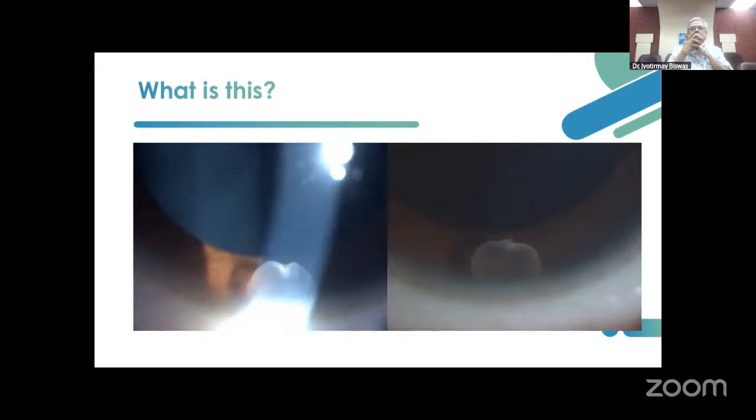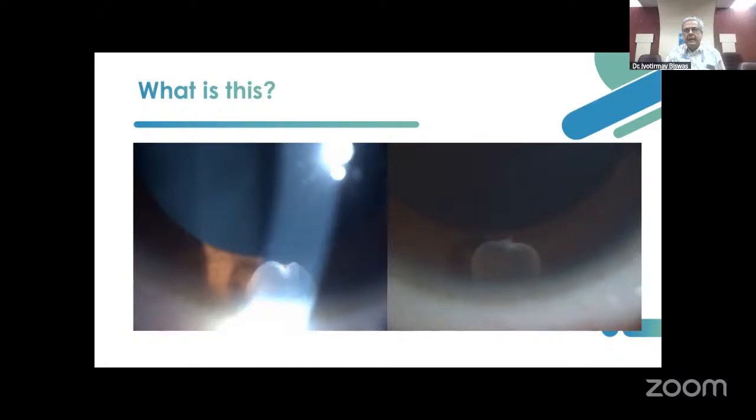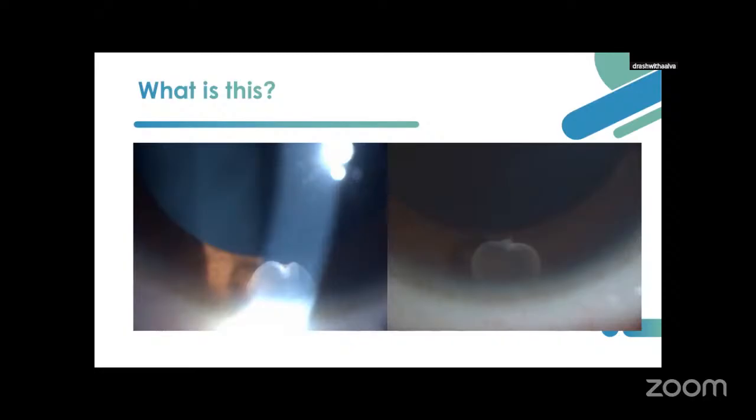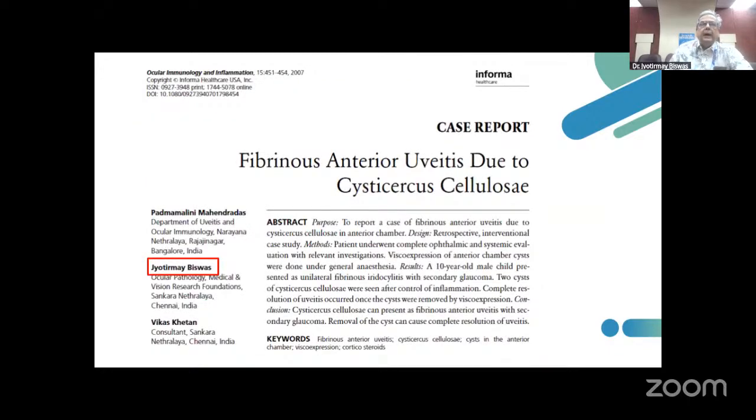What is this? Can anybody in the audience tell? These two, any of you? That looks like a cystic space in the anterior chamber, probably with a hydatid cyst-like appearance. It's a cysticercus. We saw this case with Padma Malini from Bangalore. She was not sure and sent it to me. I found that there was a movement visible through the examining light, and it was a cysticercus. We published it with Padma: fibrinous anterior uveitis due to Cysticercus cellulosae.